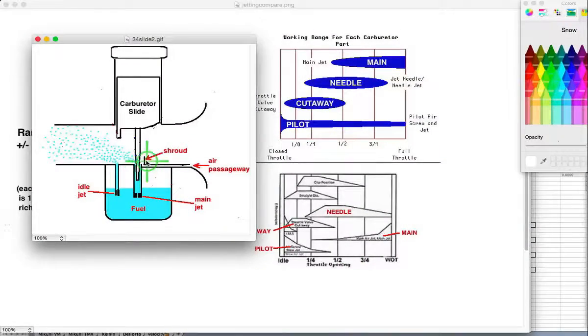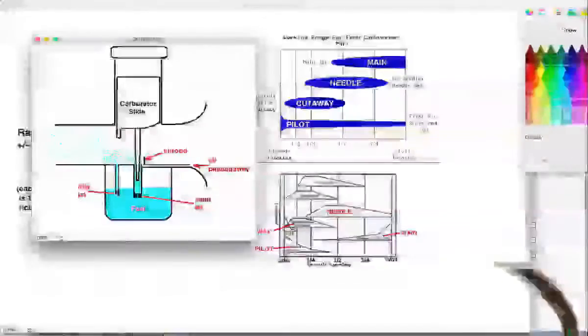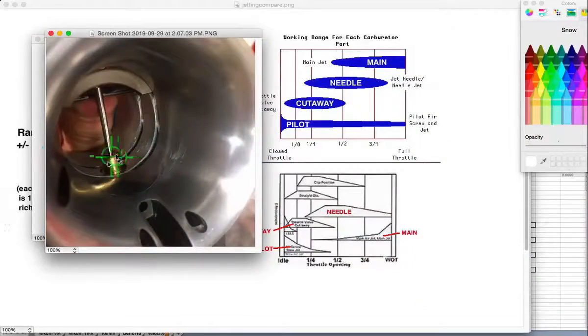This is the shroud. This catches more of the suction wave coming from the engine to pull up more mixture. And with more velocity of air, it has more of an effect of doing that. So let me show you a picture of it. This is the needle shroud.